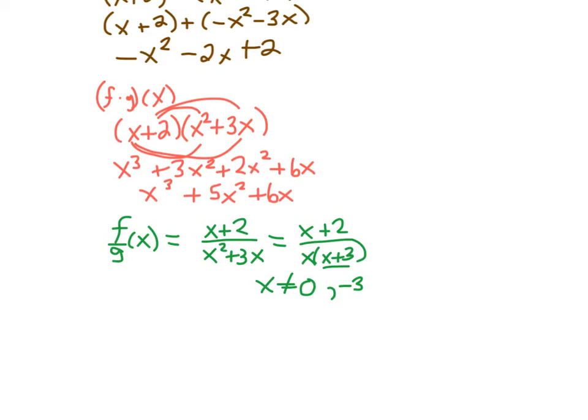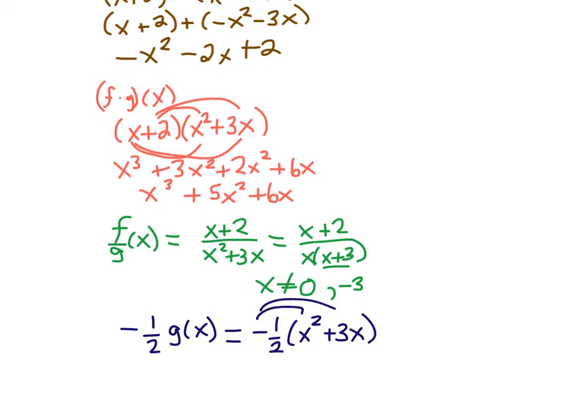Okay, the last one we're going to do is negative 1/2 g of x. So this is just a number in front of a function. So it's going to be negative 1/2 times the g function, which is x squared plus 3x. And so all we're simply going to do is distribute here. So that's going to give me negative 1/2 x squared, and then 3 times 1/2 is going to give you minus 3 over 2 x. So we're just distributing that constant to the function, and that's how you could do a scalar.